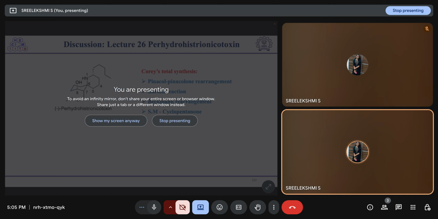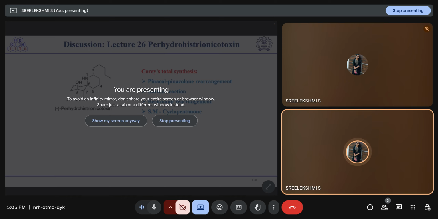Now, in the next lecture, we have seen the total synthesis of perhydrohistrionicotoxin, where we have seen the application of pinacol-pinacolone rearrangement and Barton reaction in the total synthesis of histrionicotoxin. And this molecule is isolated from the venom of the Colombian frog, Dendrobates histrionicus. That's why it got this name.